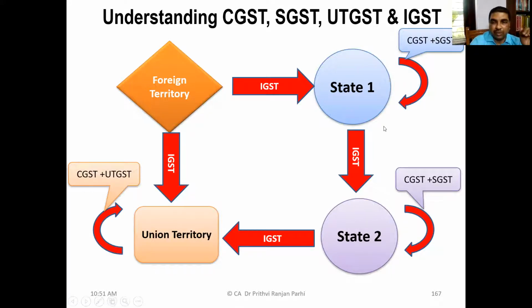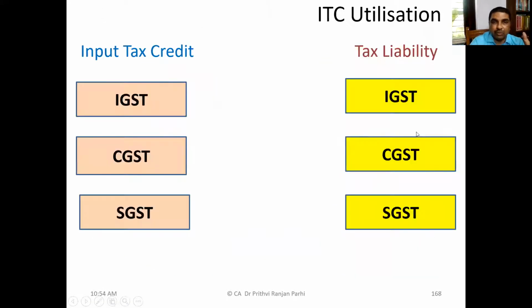Yes. Now, the next concept we also know: once input tax credit is available, how can it be utilized. Input tax credit may be available in the form of IGST credit, in the form of CGST credit, maybe in the form of SGST credit. SGST and UTGST we are taking as one category. So under this category, input tax credit may be available.